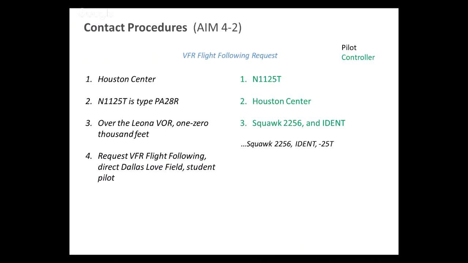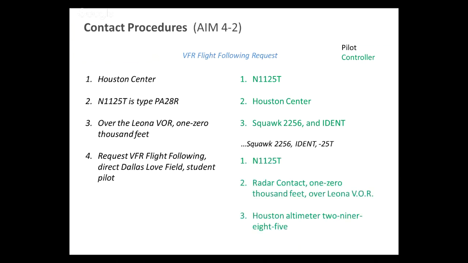Okay, so, "November 1125 Tango, Houston Center, squawk 2256 and ident." Your response, you're going to recite his request. "Squawk 2256, ident, 25 Tango." And then what you're going to hear: "November 1125 Tango, radar contact, 10,000 feet over Leona VOR, Houston altimeter 2985."